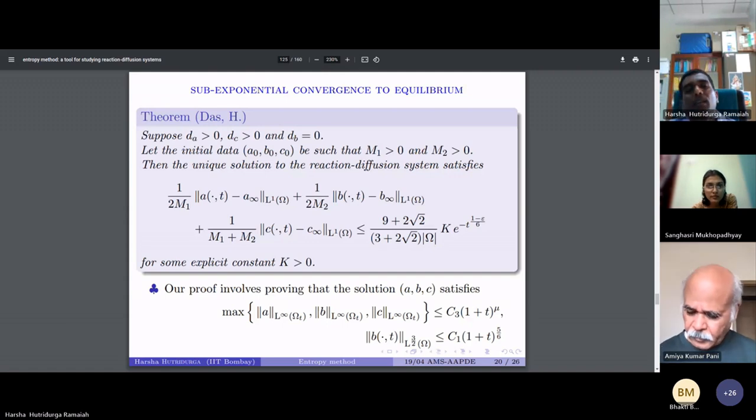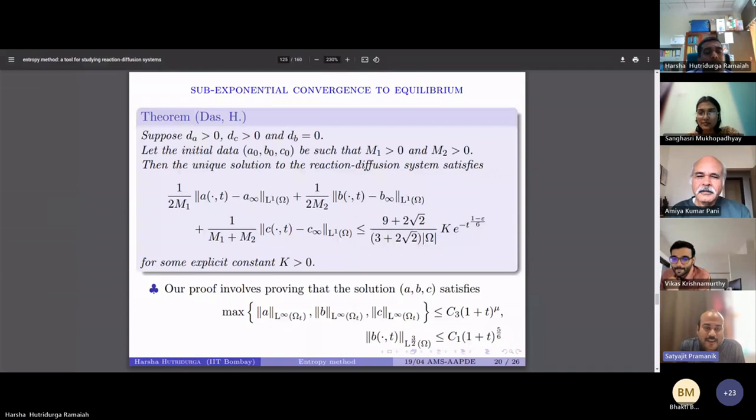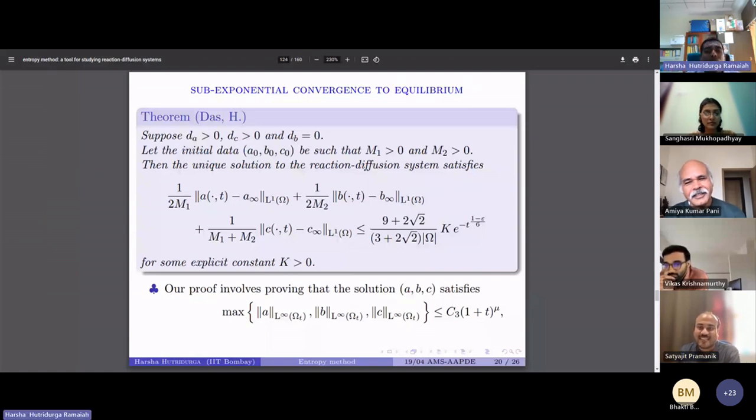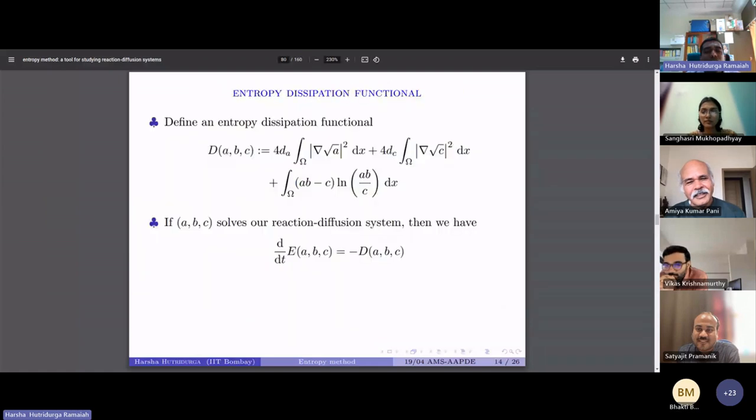Okay. Thank you, Harsha, for this nice talk. I'm just curious to know what kind of chemical reaction gives rise to this particular reaction model you have taken. Is it like a second order reaction or something else? Because I have never encountered this kind of reaction term till now, so this is new to me.